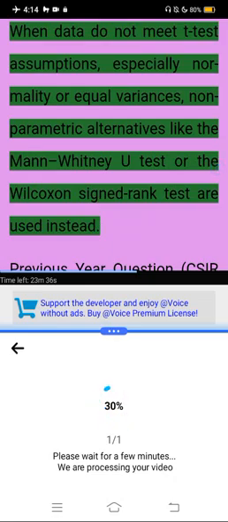When data do not meet t-test assumptions, especially normality or equal variances, non-parametric alternatives like the Mann-Whitney U test or the Wilcoxon signed-rank test are used instead.